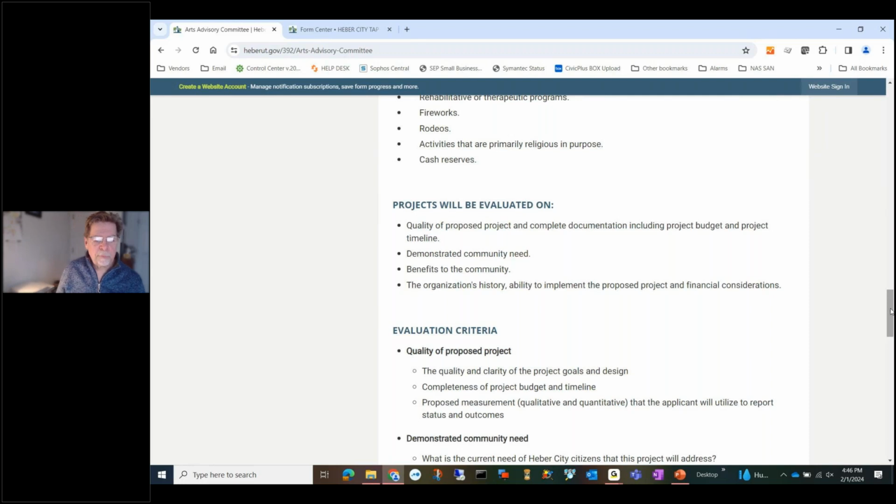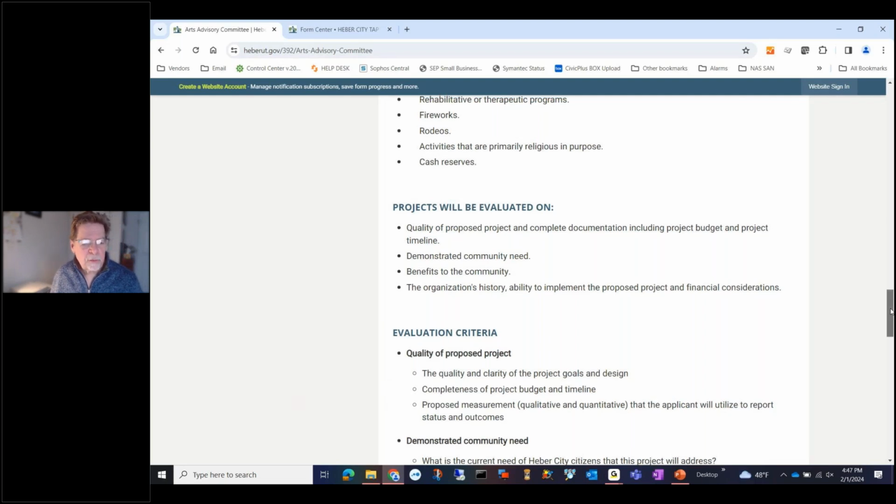We're looking for the applicant to prove to us that there is a demonstrated community need for the project to happen, that it is clearly meeting a pent-up demand or need related to arts and culture, and how that will affect what is in the community expressed and demonstrated as being needed. And of course, with that, the benefits to the community. And then also there will be evaluation of the organization's history, the ability to actually implement the project, and financial considerations related to that. So let's go a little deeper into that.